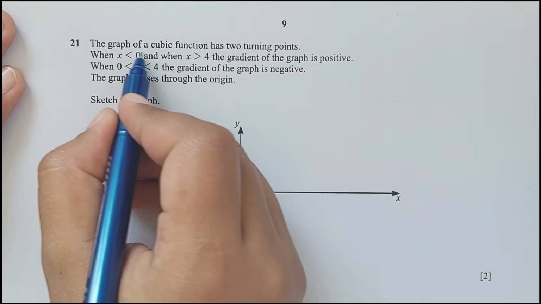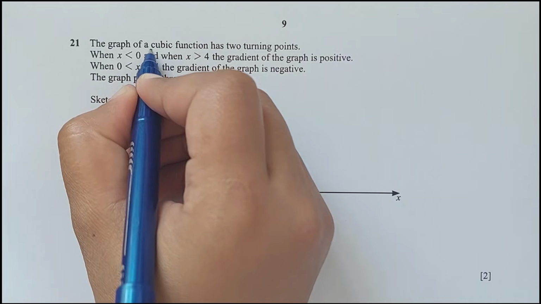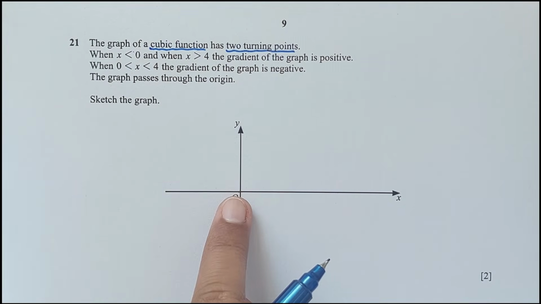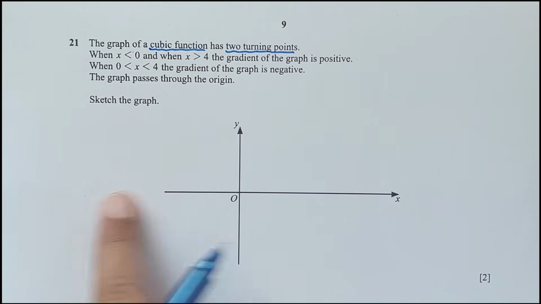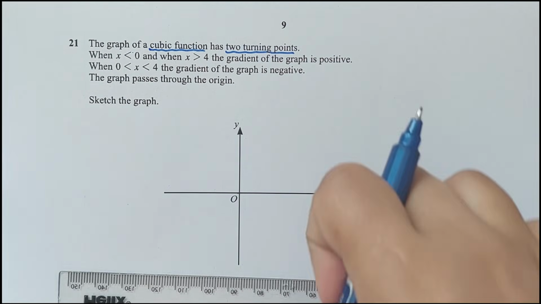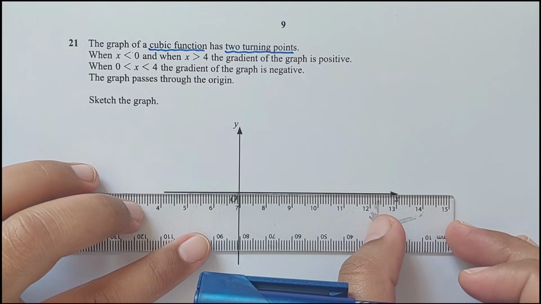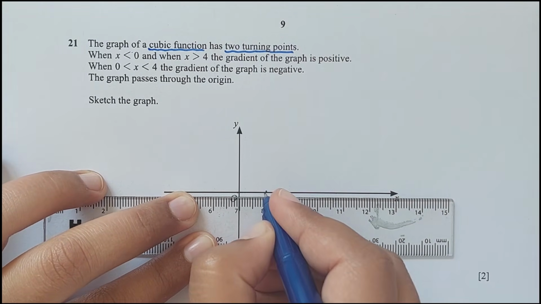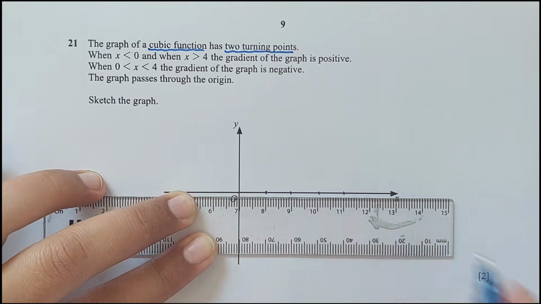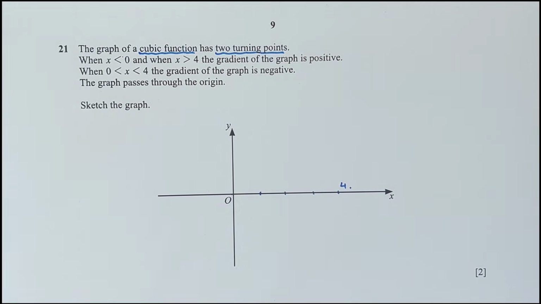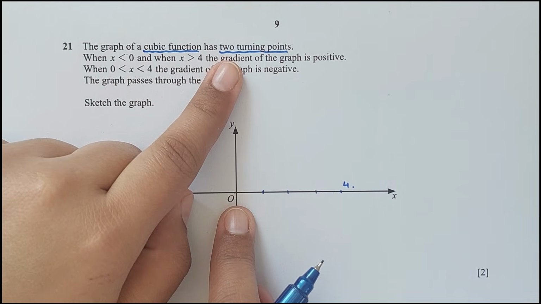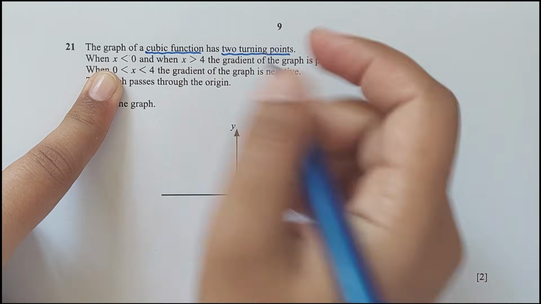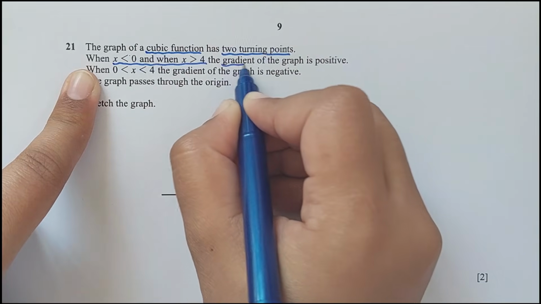Question number 21. The graph of a cubic function has 2 turning points. So it is a cubic function, it should have 2 turning points. When x is less than 0, and when x is greater than 4, let me label 4. This is 1, 2, 3, 4. Okay, 4 is over here. So it has 2 turning points, that is the first condition. The second is when x is less than 0 and when x is more than 4, the gradient of the graph is positive.